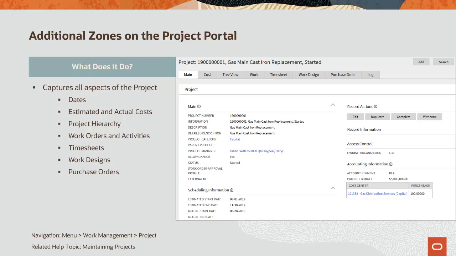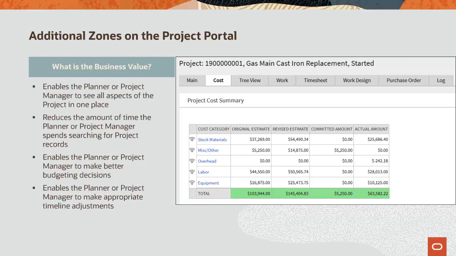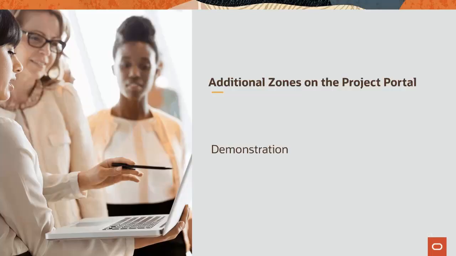Those details include planned and actual start and end dates, all planned and actual costs, and a visual representation of the project hierarchy, work orders, activities, timesheets, work designs, and purchase orders. The benefits of these additional zones are that the planner or project manager can see all aspects of the project in one place, reducing the time spent searching for those records and enabling the planner or project manager to make better budgeting decisions and timeline adjustments.